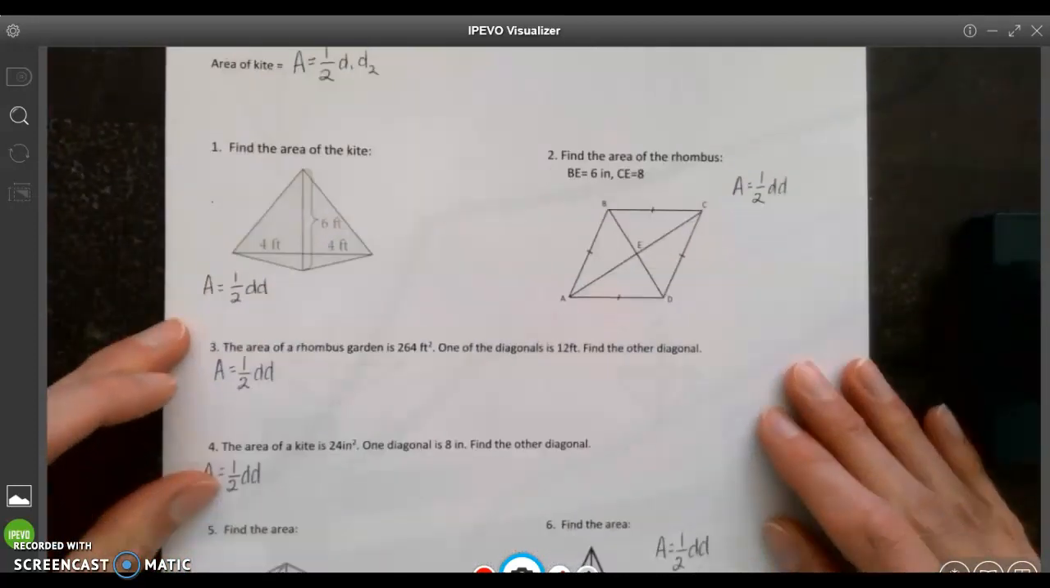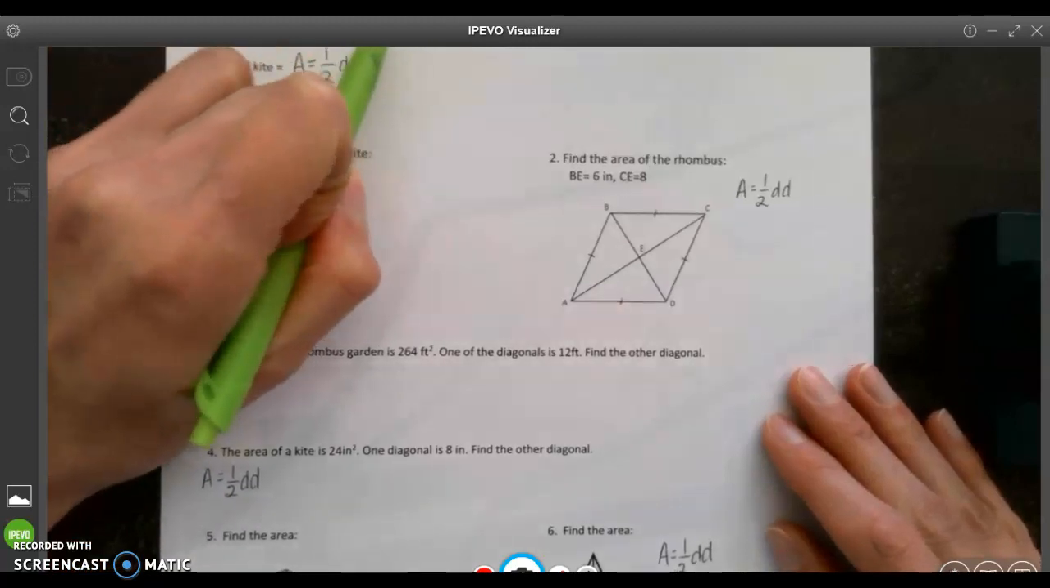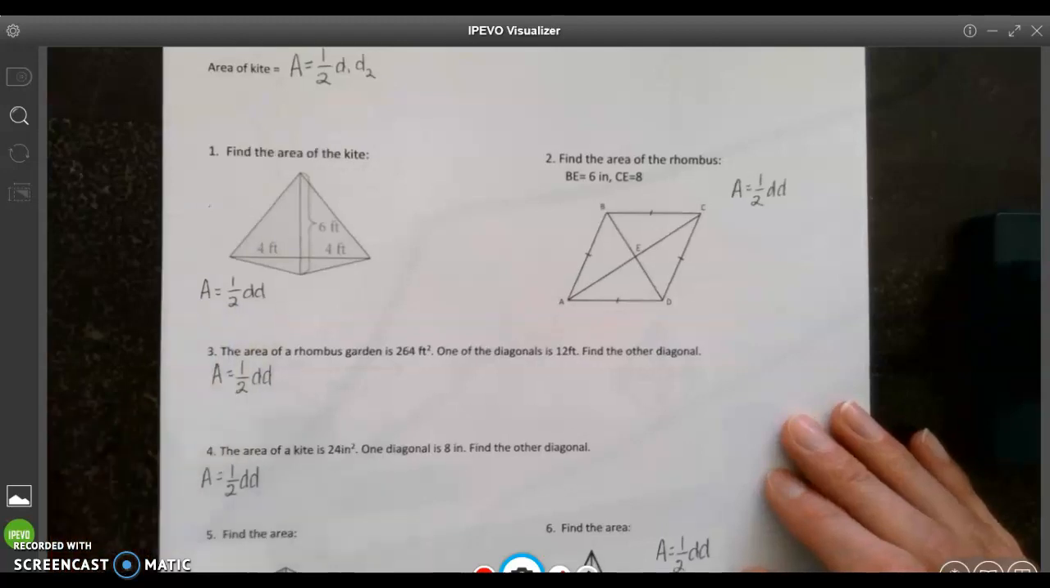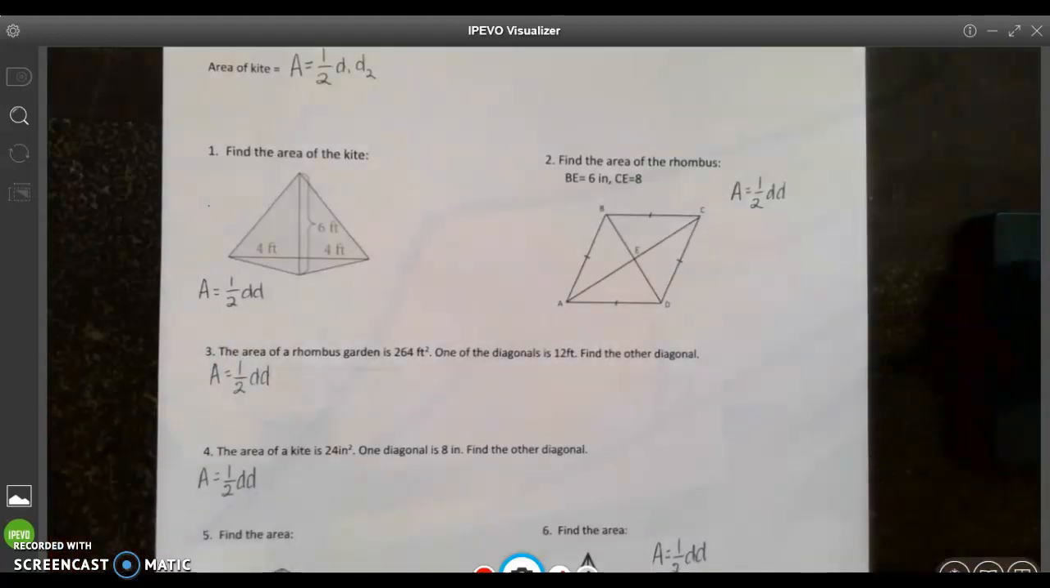So just like when we did the trapezoid, that 1 and that 2, I'm going to get rid of when I rewrite the formula, area equals 1/2 diagonal times diagonal, because it doesn't matter what order we multiply the diagonals in. So it doesn't matter which diagonal is 1 and which one is 2, because again, 3 times 2 is the same as 2 times 3. We get 6 no matter which order we multiply in.